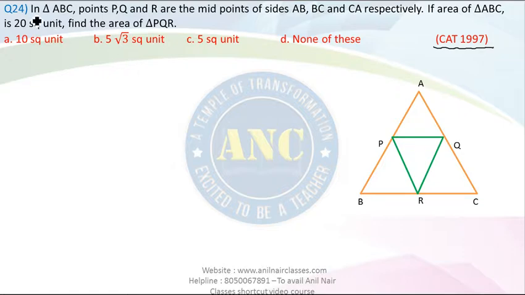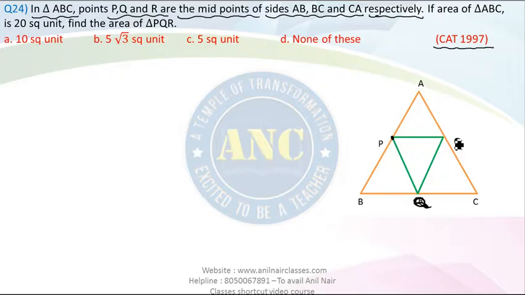Your question says, in triangle ABC, they have given a diagram. ABC is a triangle. P, Q, R are the midpoints of sides AB, BC and CA respectively. That means the midpoint of AB is P. The midpoint of BC is Q. This is marked incorrectly here. The midpoint of BC should be Q, right? Let us change it. It should be Q. Next, the midpoint of CA is R. That means the AC midpoint is given in the question as R.